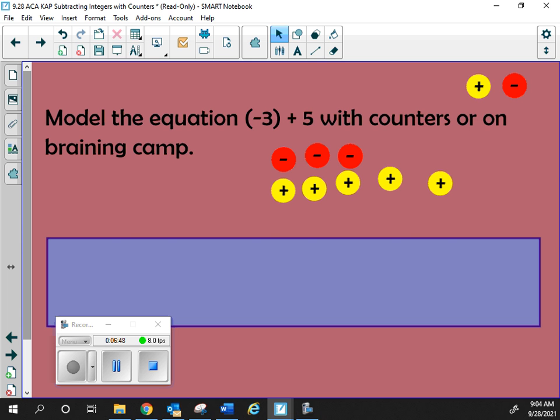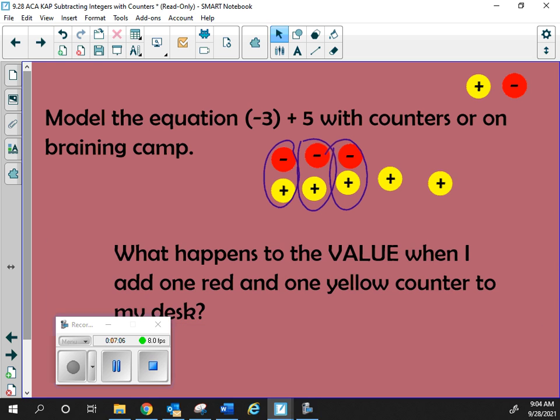Class, thumbs up or thumbs down if you agree or disagree. Thumbs up or thumbs down. Very good. In that problem, Nicholas, how many 0 pairs are made? 3 0 pairs. Very good. And my answer in the end is going to be, class, +2. Very good.